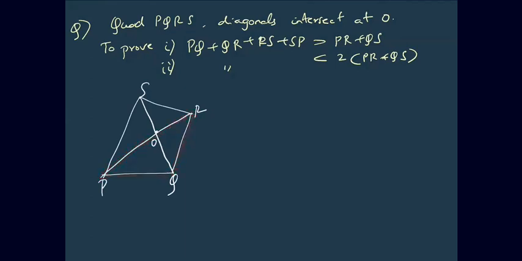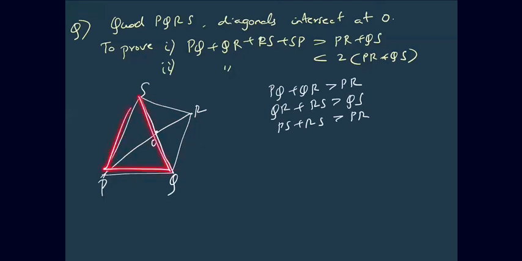If I use that in triangle PQR, I'll get PQ plus QR is greater than PR. Similarly, in this triangle, I'll get QR plus RS is greater than QS. If I use it in triangle PRS, then I'll get PS plus RS is greater than PR. And finally, if I use it in triangle PQS, I'll get PQ plus PS is greater than QS.